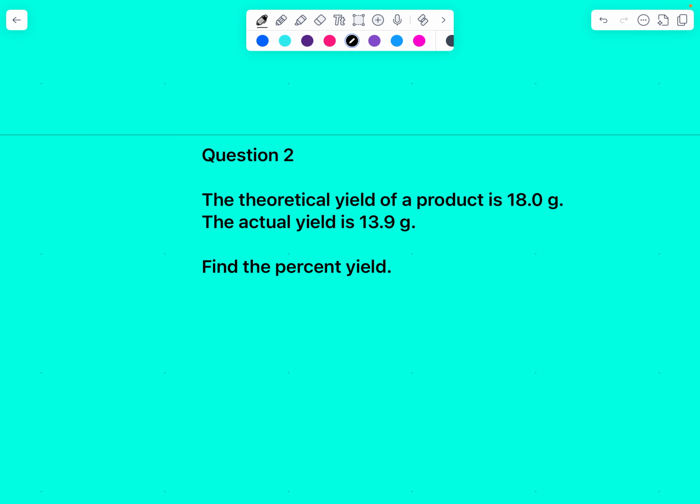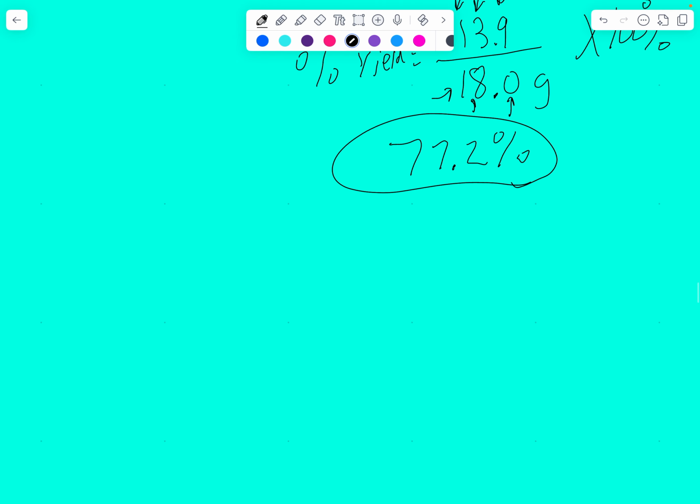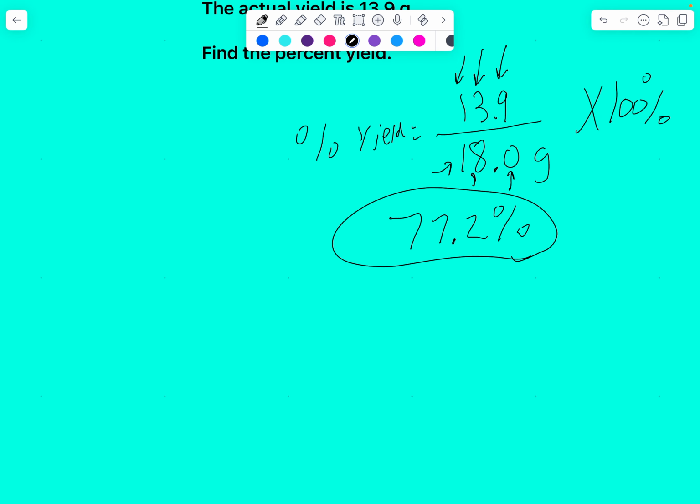The theoretical yield of a product is 18.0 grams. Remember, the alphabet, T is at the bottom. Actual yield is 13.9 grams. All right, times 100% for the percent yield. When you plug that into your calculator, you are going to get 77.2%. Now you may be saying, why three digits? I have one significant figure, another one, and another one. One right here, and the 0 counts after the decimal point. So 77.2%, all right? Keep significant figures consistent with the given data.